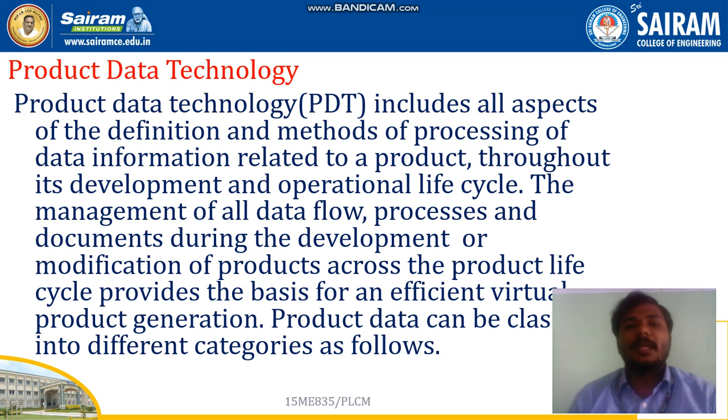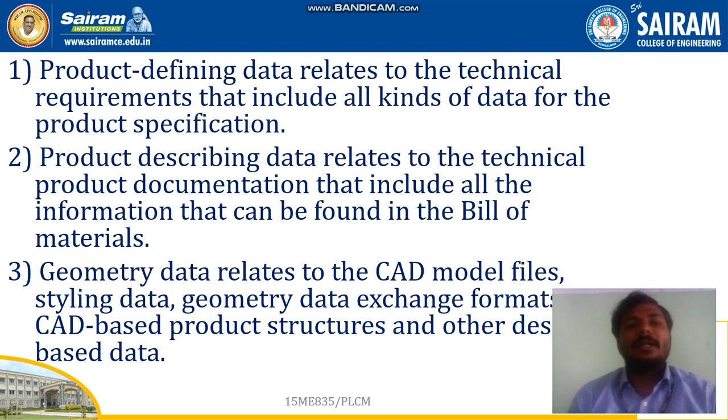So this product data can be classified into different categories as follows. Not only is the information stored throughout the product life cycle, it has also been classified into different categories. We will discuss the different categories one by one. First, product defining data relates to the technical requirements and includes all kinds of data for the product specification. This data technology mainly gives the technical requirements, the technical information required for that particular product, and it gives the product specification.